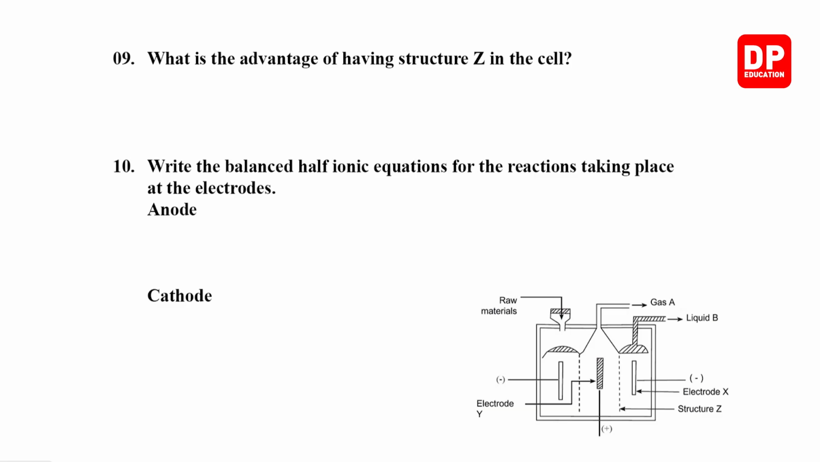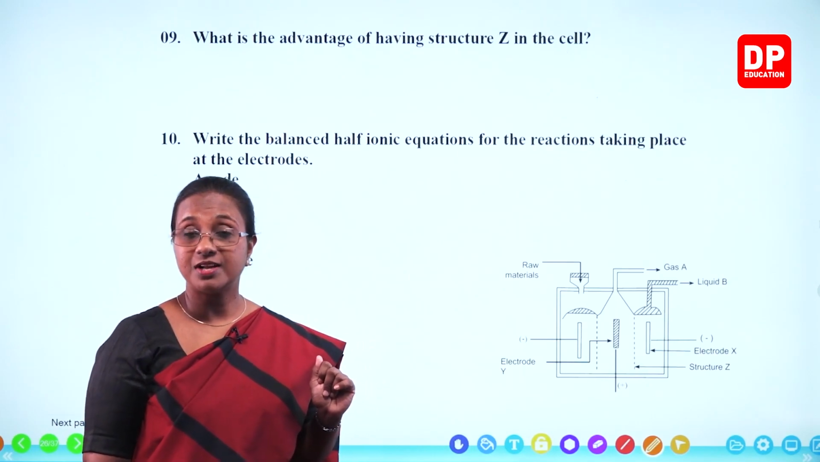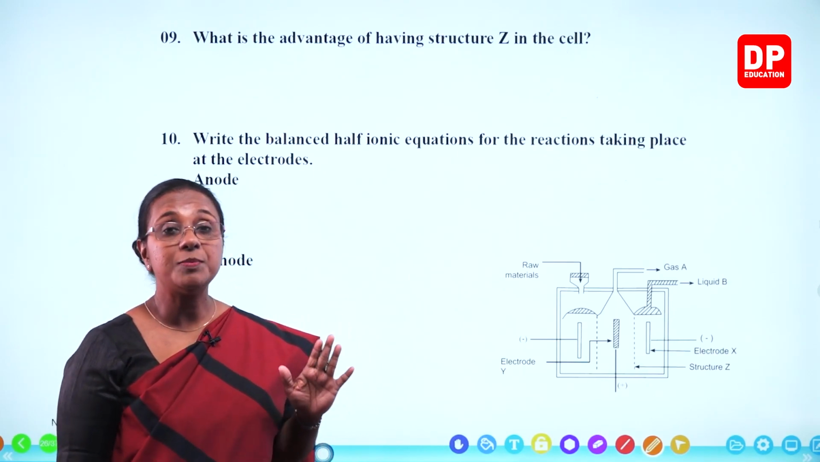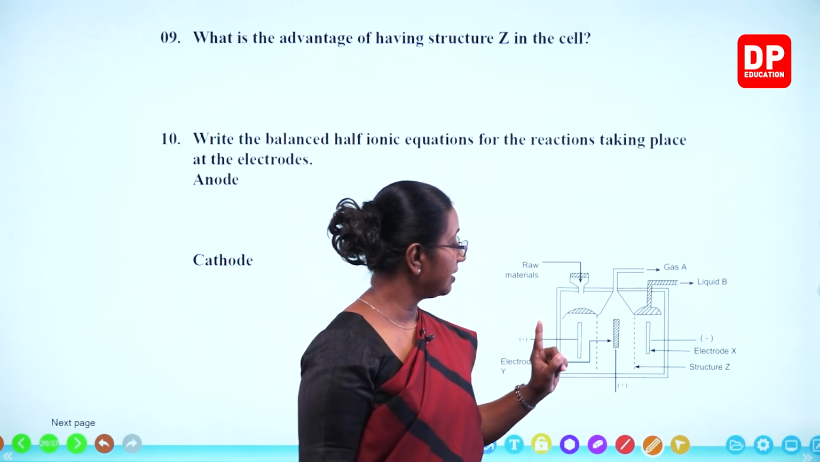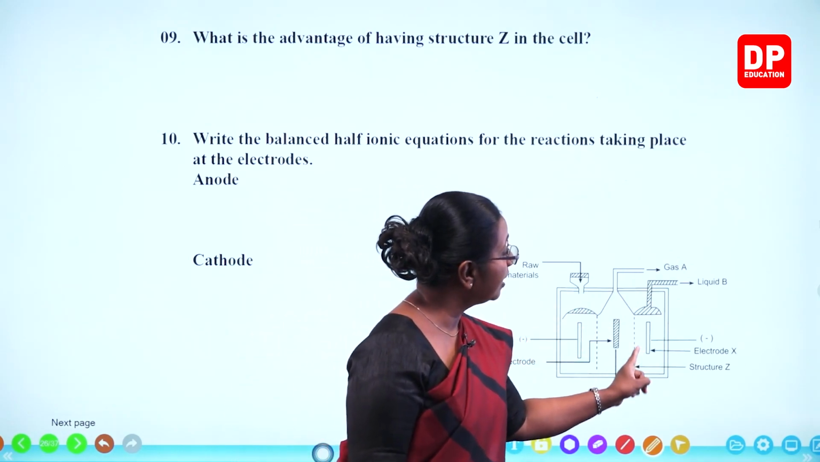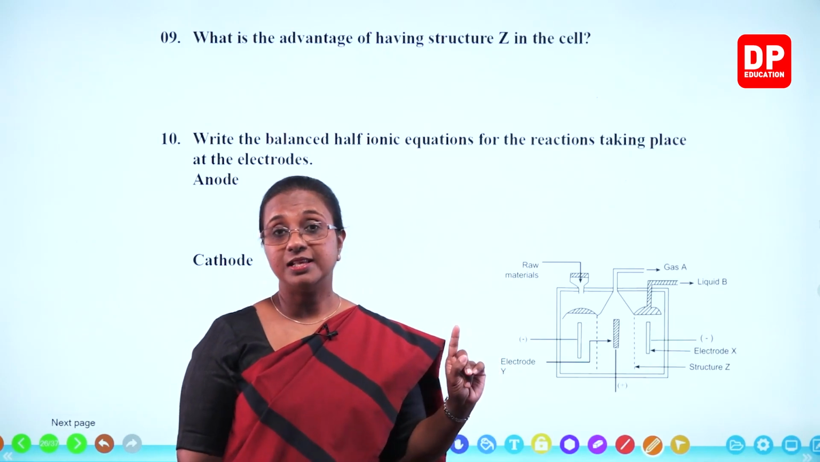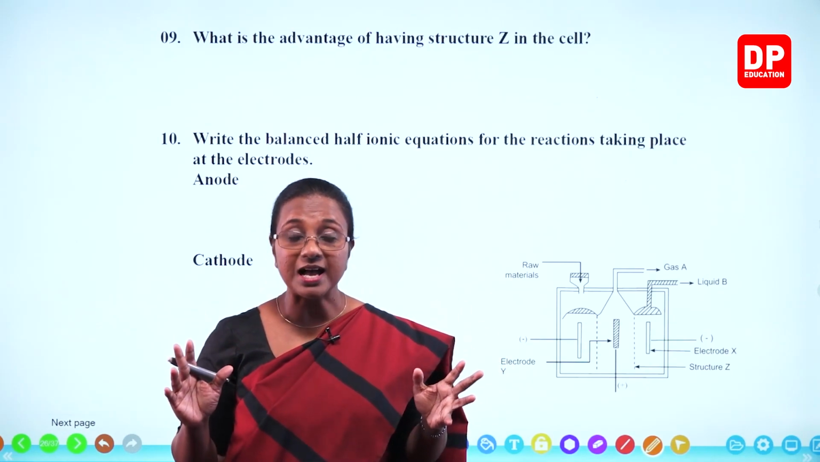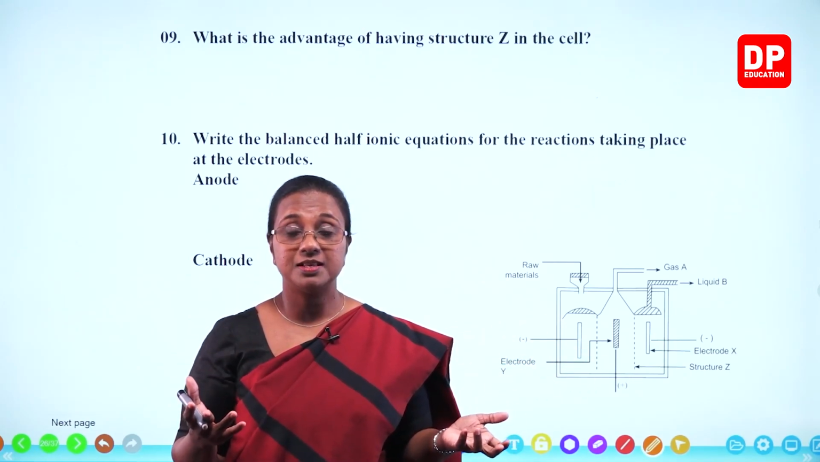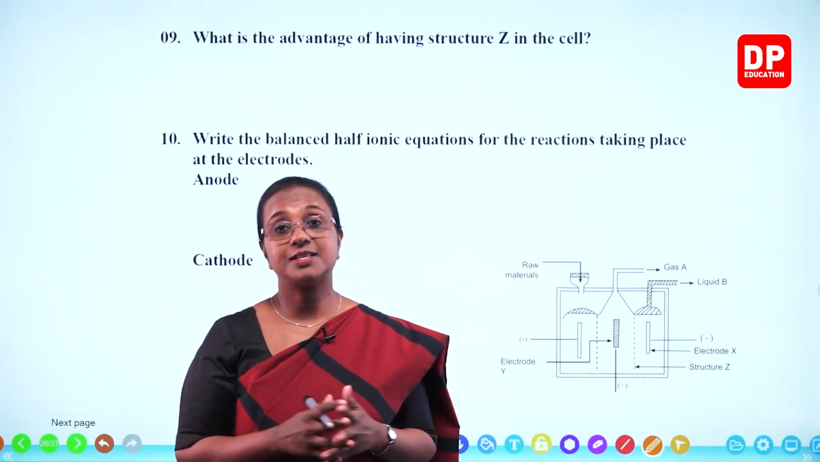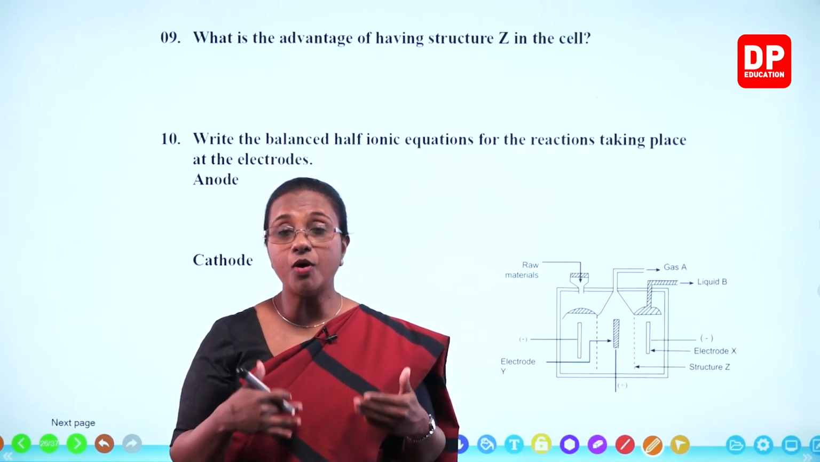The ninth one. Again, you can see the diagram there. Question number 9. What is the advantage of having structure Z in the cell? The circular perforated steel diaphragm prevents the reaction of chlorine gas evolved at the anode with the liquid sodium produced at the cathode. You all know sodium is highly reactive. It can easily react with chlorine gas. If that happens, there is no point of extracting sodium because they will keep on reacting.